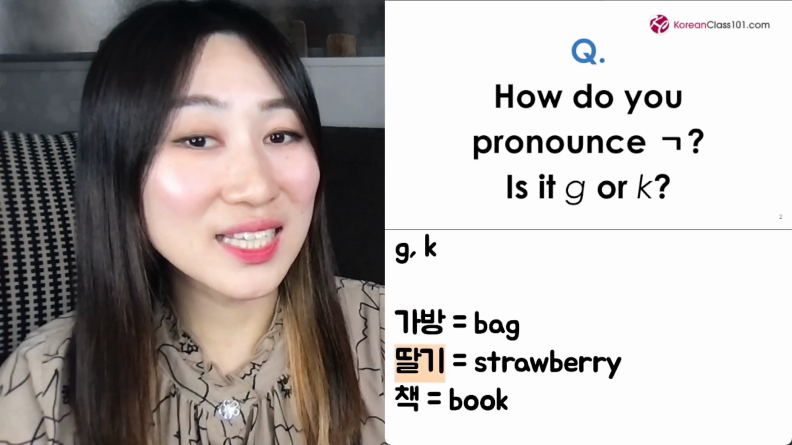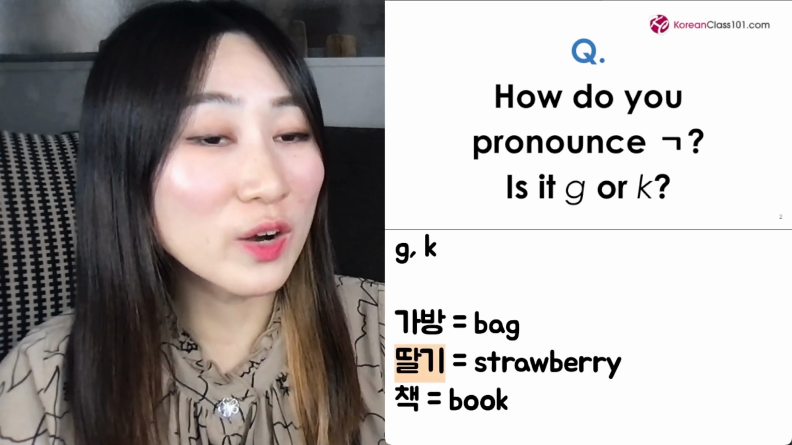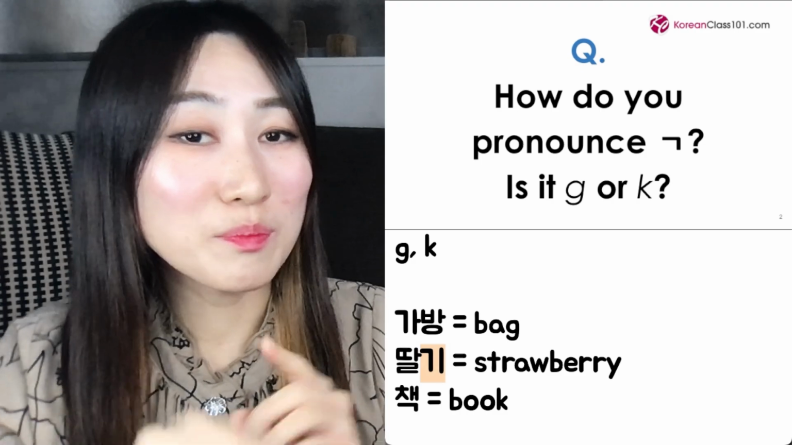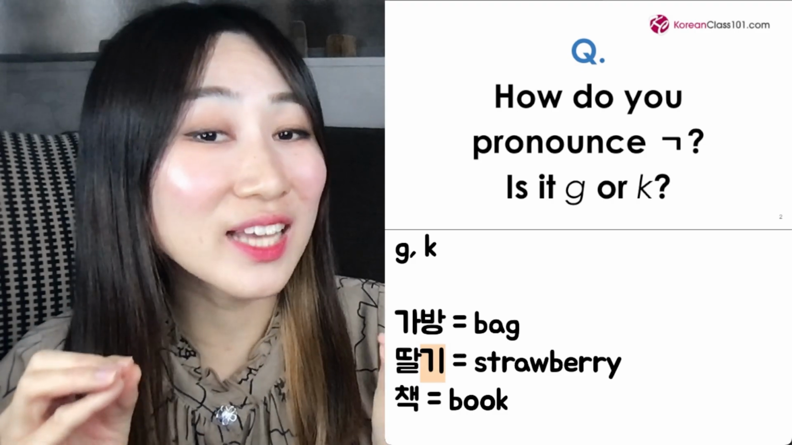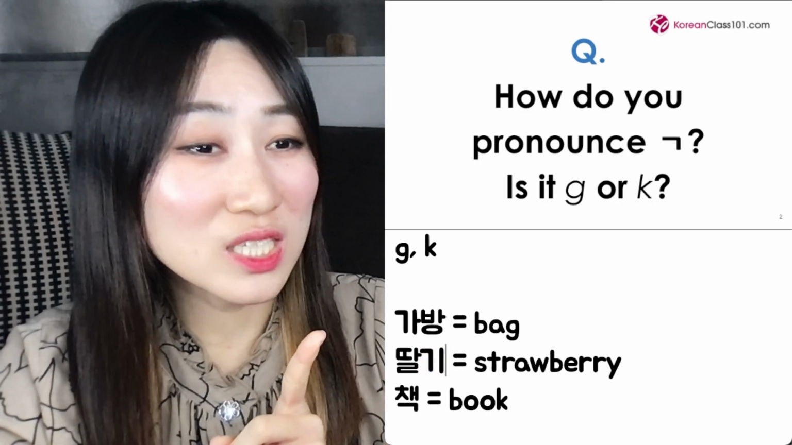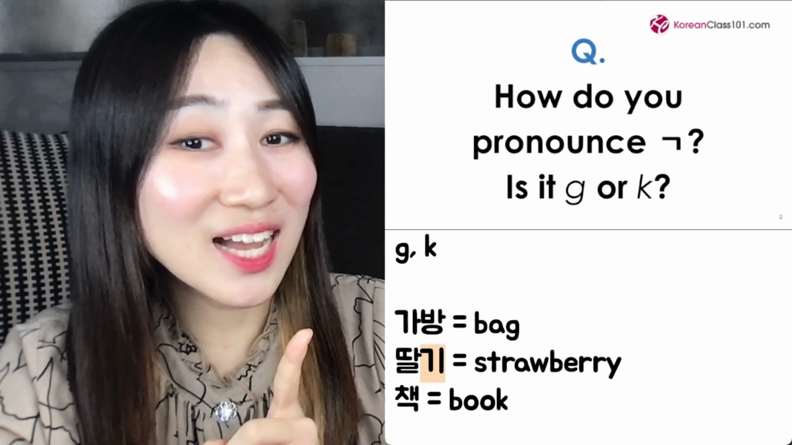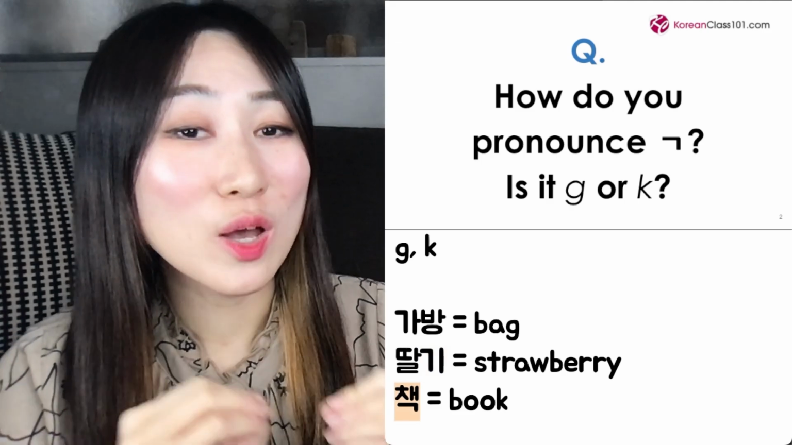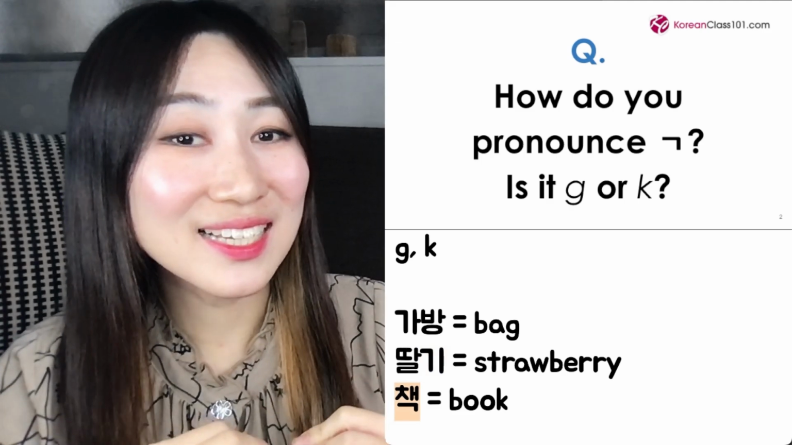딸기, 딸기. It means strawberry. And when this ㄱ sound is in the middle of the syllable or not at the beginning of the word, then it sounds more like G. 딸기, strawberry. Now we have 책, 책. It means book.